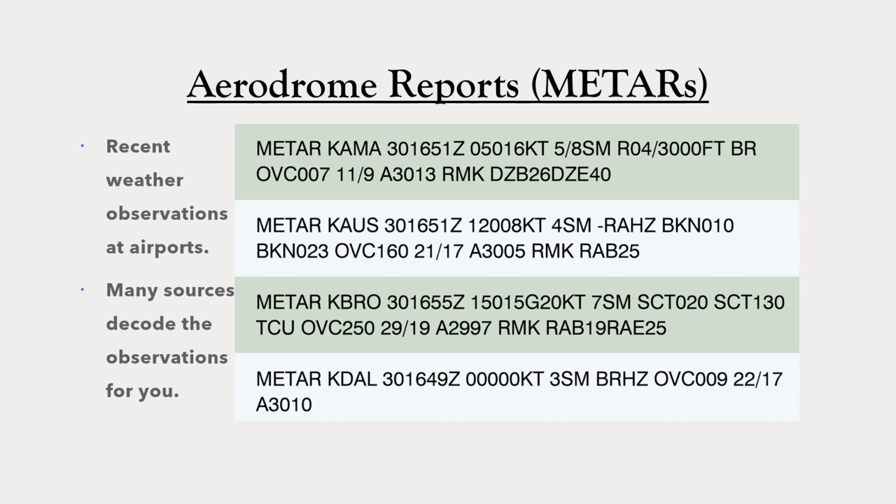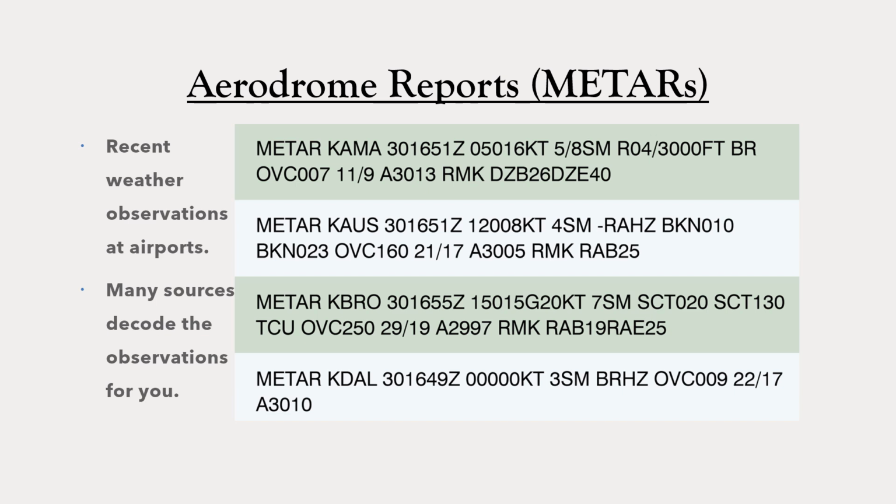SCT means a scattered cloud layer. Occasionally, you'll also see FEW for a few clouds at a certain height. So the digits afterwards tell you the altitude of the base of that layer in hundreds of feet.